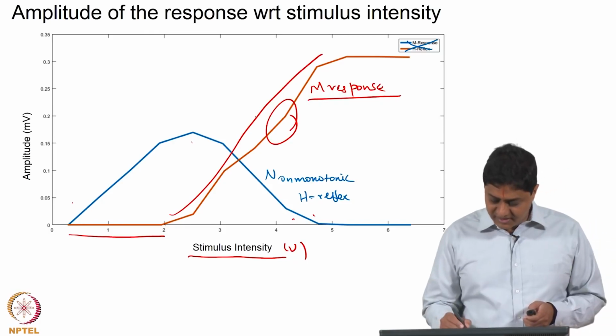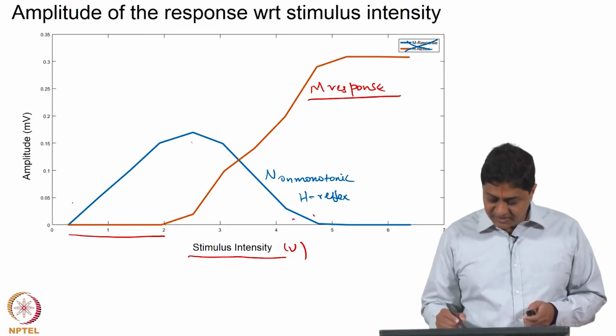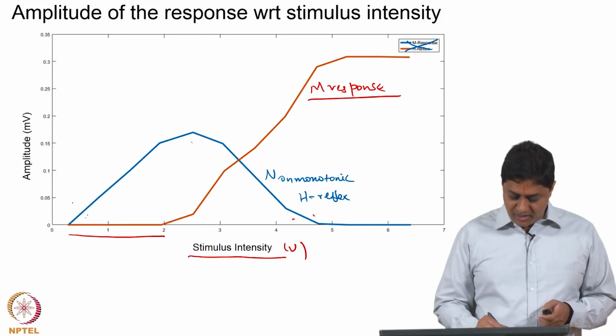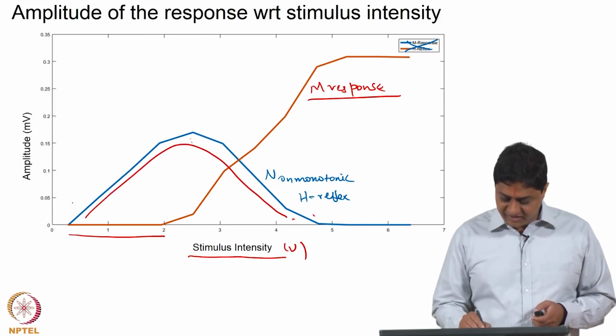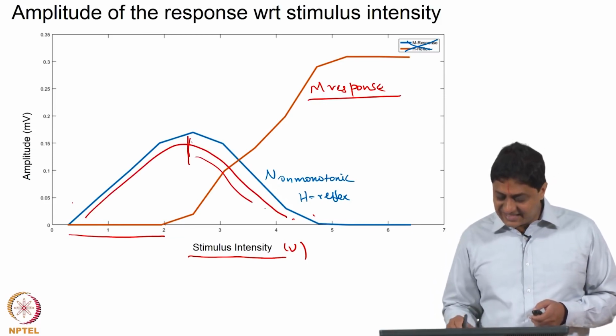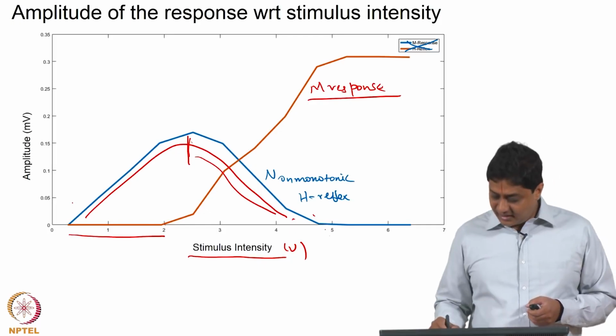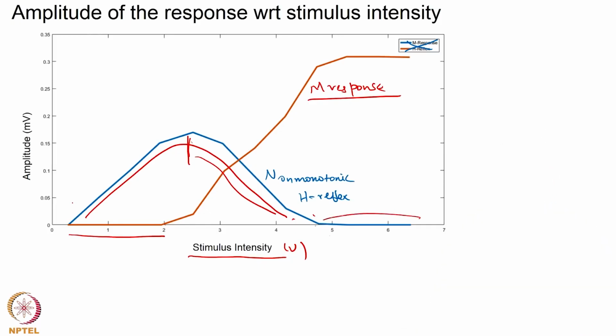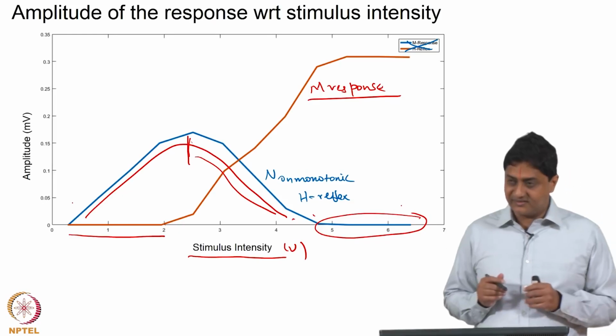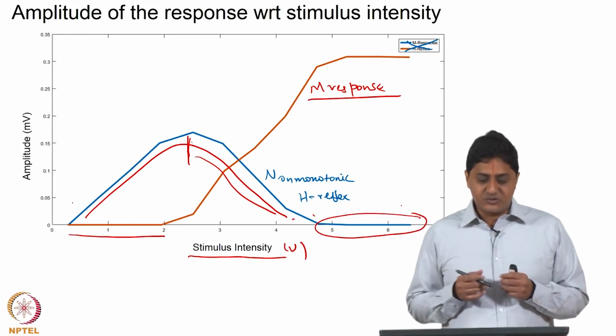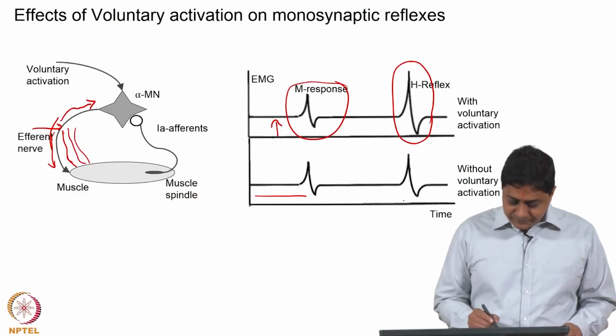The question is not that, the question is what happens with the H reflex. Why does it show a non-monotonic response? After that point there is a reduction in amplitude, and actually at around that point it becomes 0. Why does this happen? Let us remind ourselves one more time what happens here.